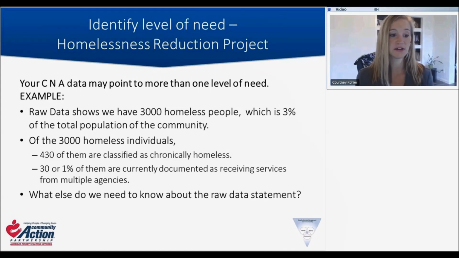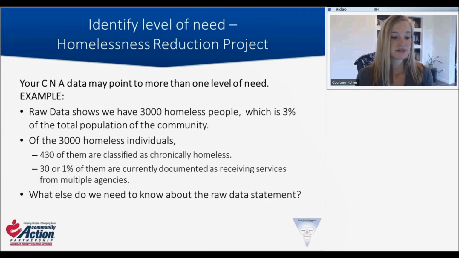They looked at the community needs assessment data, and it points to more than one level of need. Raw data shows that we have 3,000 homeless people, which is 3% of the total population of the community. Of those 3,000 homeless individuals, maybe 430 of them are classified as chronically homeless. And then 30, or 1%, of them are currently documented as receiving services from multiple agencies within the community.